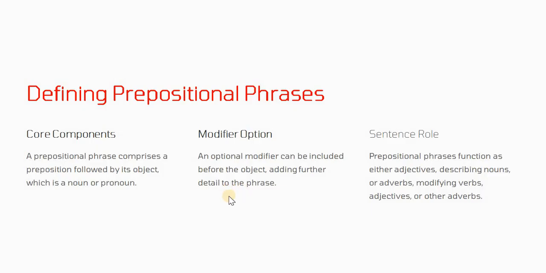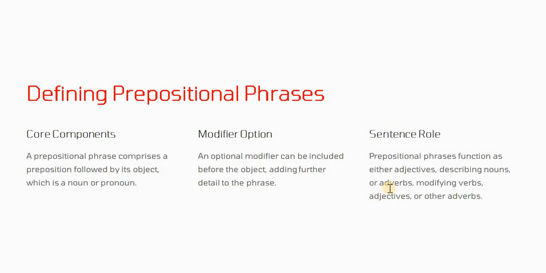For example, "to the noun phrase" itself is a prepositional phrase, which is modified by the definite article, and then the phrase also. And what is the sentence role of it? The prepositional phrase functions either as an adjective describing nouns or as an adverb modifying verbs, other adjectives, or other adverbs. This is the role of the prepositional phrase.